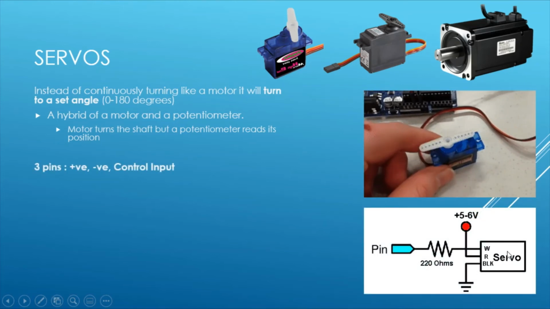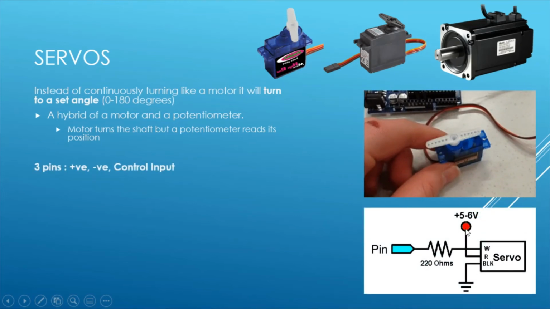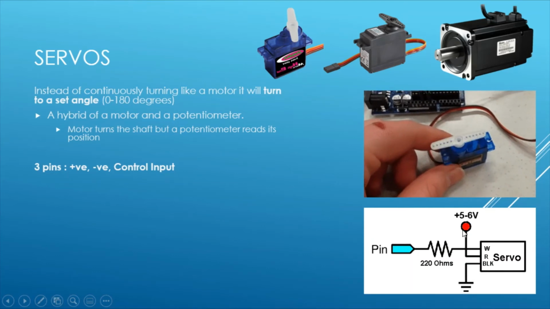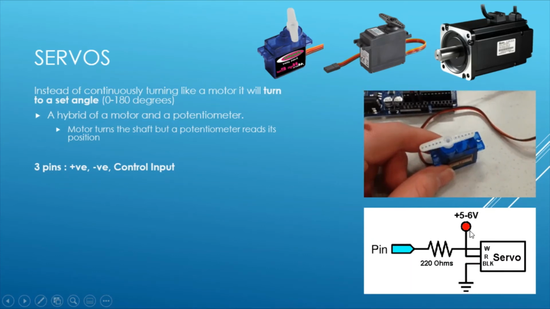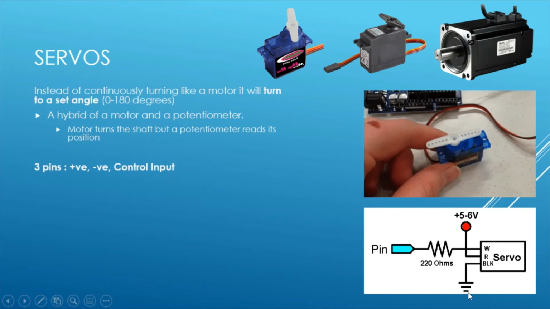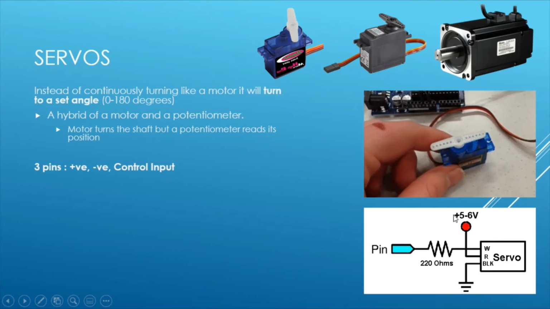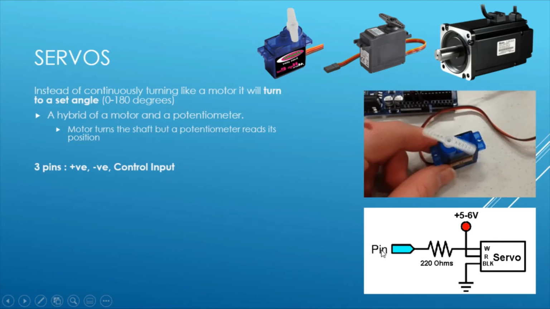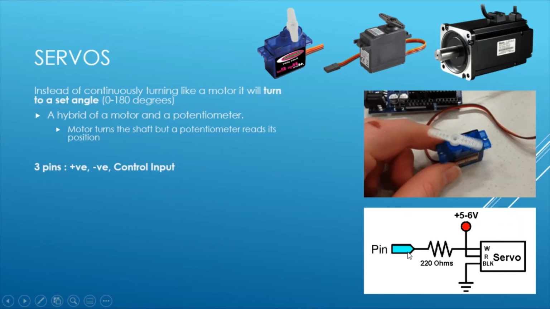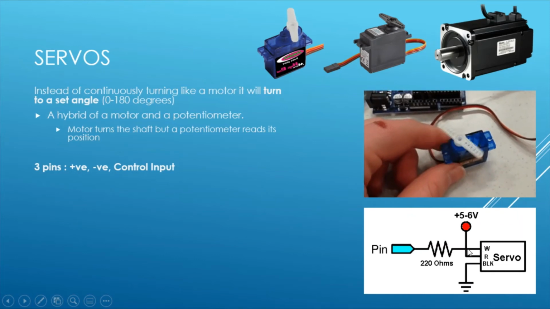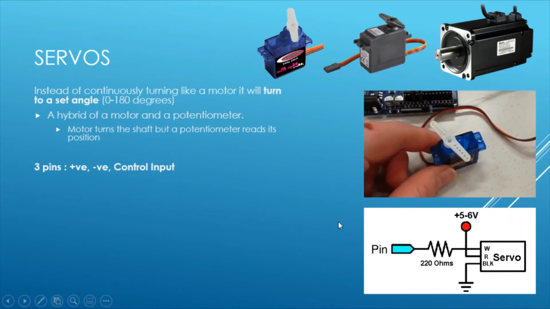Now a servo, this little component down here, has 3 pins. A positive pin, so some voltage going in, or current going in, sorry, and a ground. So we have to complete that loop, obviously. And it also has a control pin.